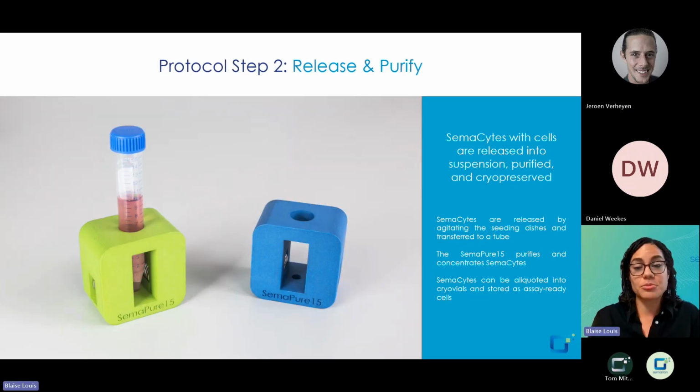Following cell attachment and the desired growth period, the cell-loaded SemaCytes are released into suspension just by gentle agitation and then transferred into a tube. The debris and dead cells are removed using the SemaPure 15, which quickly purifies and concentrates the SemaCytes, and that's due to their magnetic properties. And then from this point, the SemaCytes can be aliquoted into vials, cryopreserved, and stored as assay-ready adherent cells.